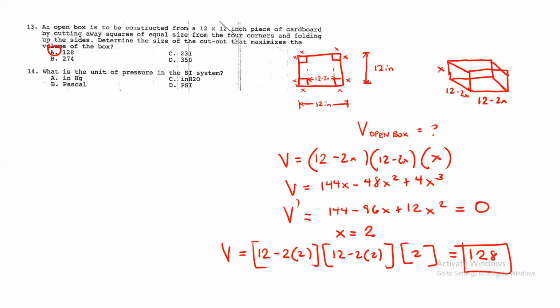So, next, number 14. What is the unit of pressure in the SI system? So, Pascal. So, next. Find the rate of change of area of a square with respect to its side when x is equal to 5.